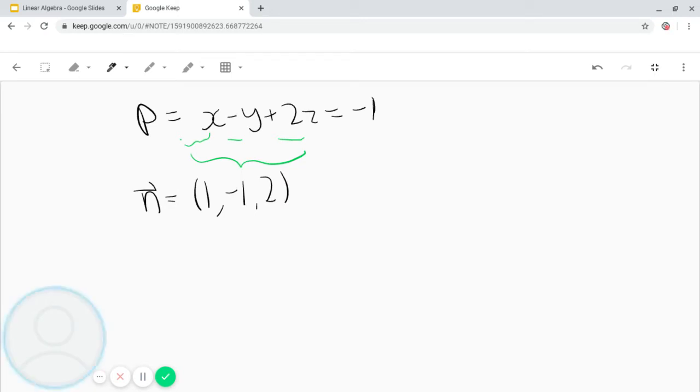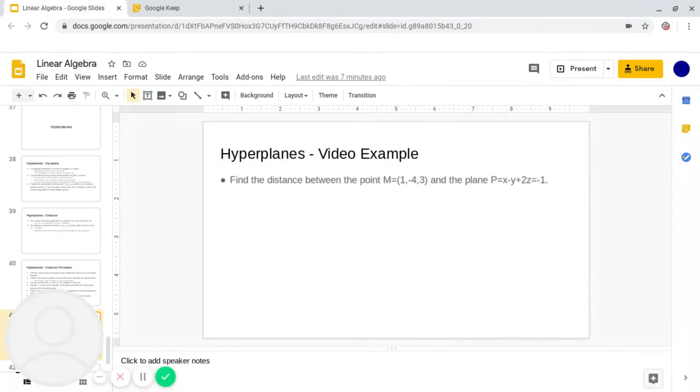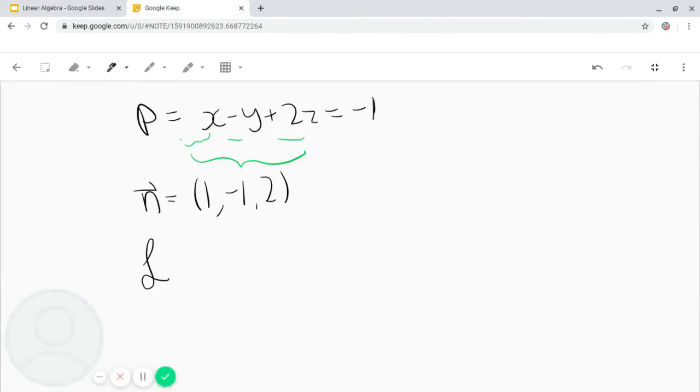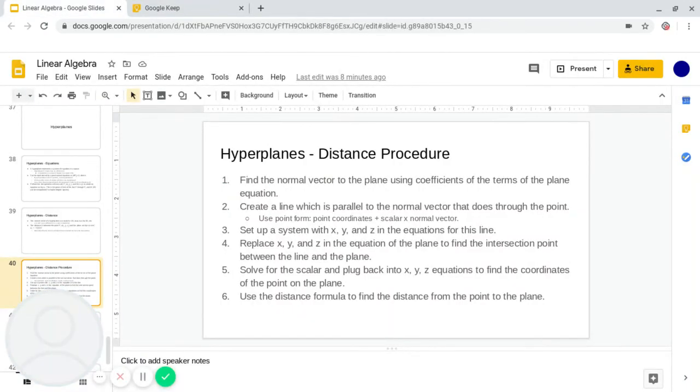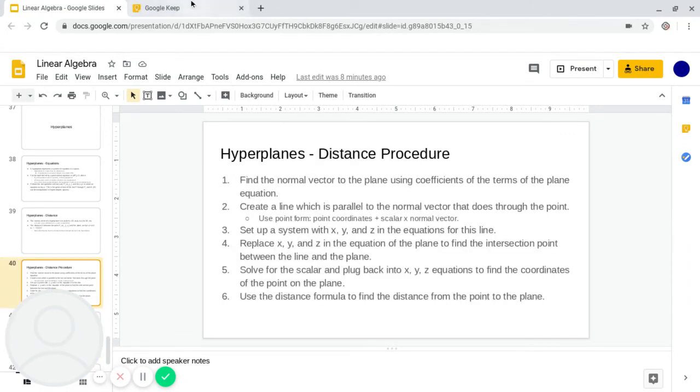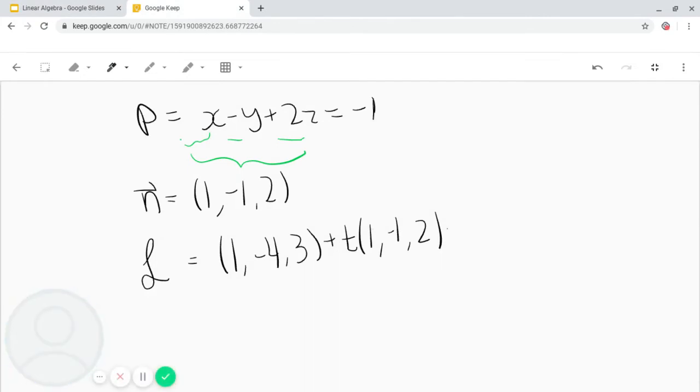So then we want to find a line L. So this is moving on to our second step. Find a line L through P and M parallel to N. So we have L equals 1, -4, 3 plus t times 1, -1, 2. So that's just taking the point 1, -4, 3 and the normal vector, the point plus the scalar times the normal vector.